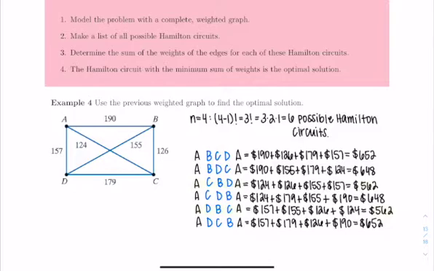So now what you want to do is find the lowest price. And in this case, we actually ended up having a tie of $562. And so what that means is the two optimal paths are A, C, B, D, A, and A, D, B, C, A.